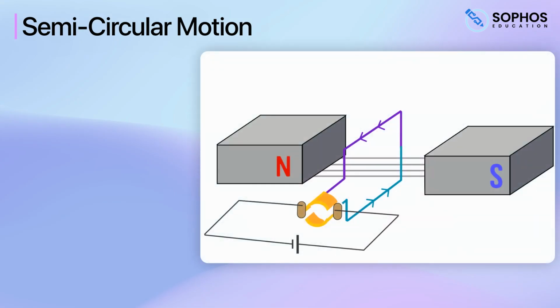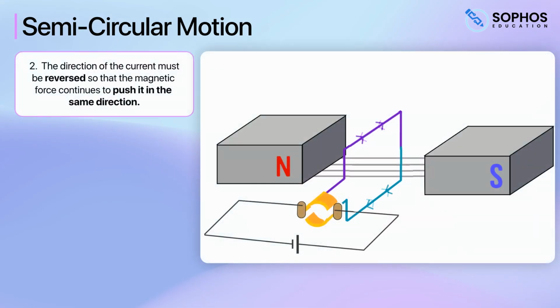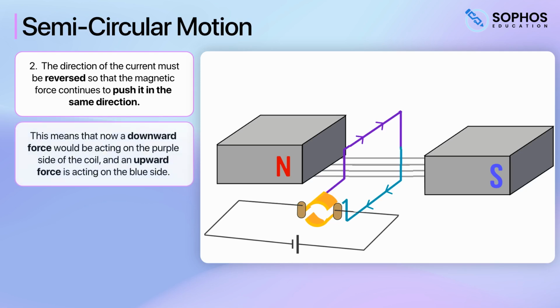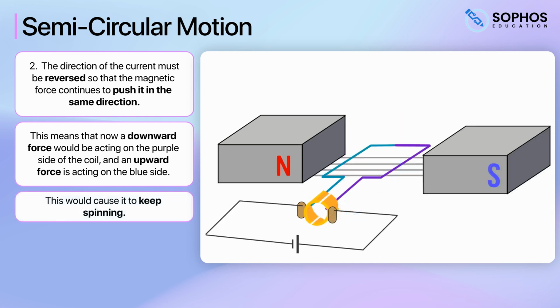The second condition is the direction of the current must be reversed, so that the magnetic force continues to push it in the same direction. This means that now a downward force would be acting on the purple side of the coil, and an upward force is acting on the blue side. This would cause it to keep spinning.